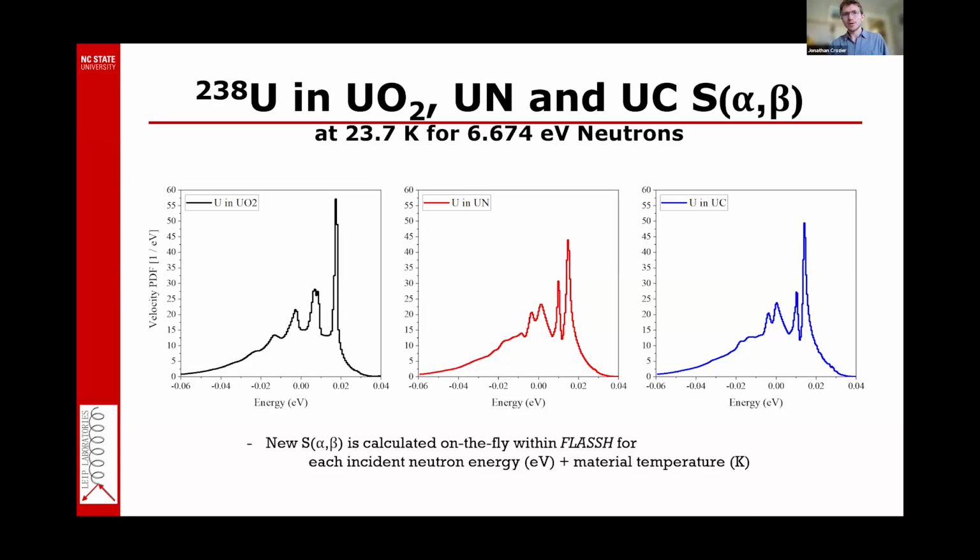for a very low temperature, which highlights the impact of the thermal scattering law. So this is what the new velocity PDF looks like. And of course, you can see it's featured. It's not a Maxwell-Boltzmann distribution function because it captures the crystal structure of each respective material.